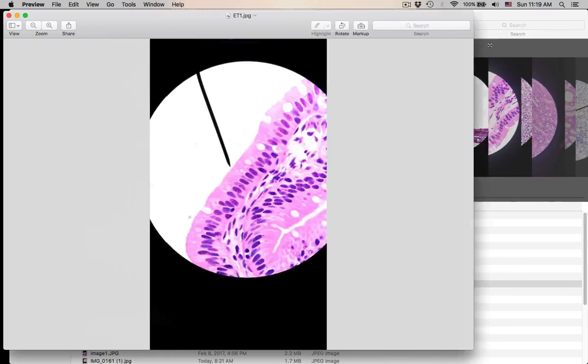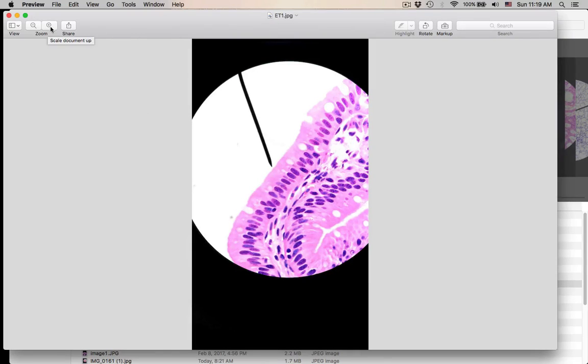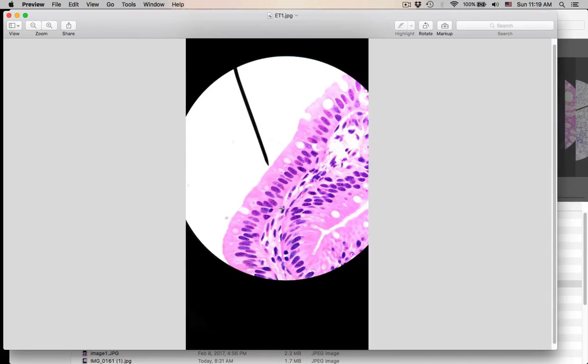Pointer again in the lumen. What is this epithelial tissue that is facing the lumen? So this is number 9.